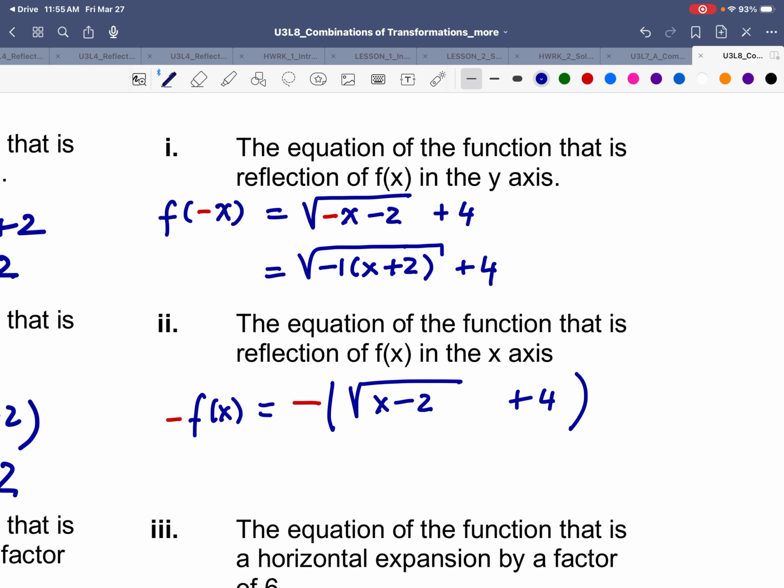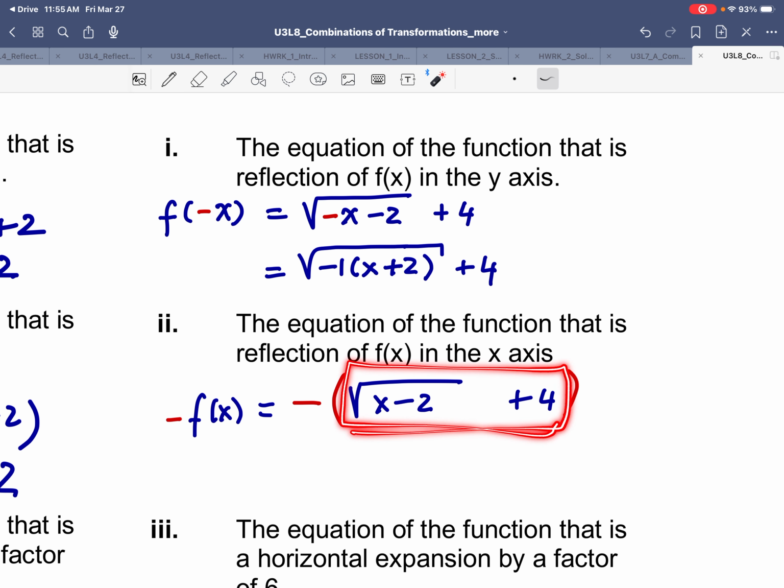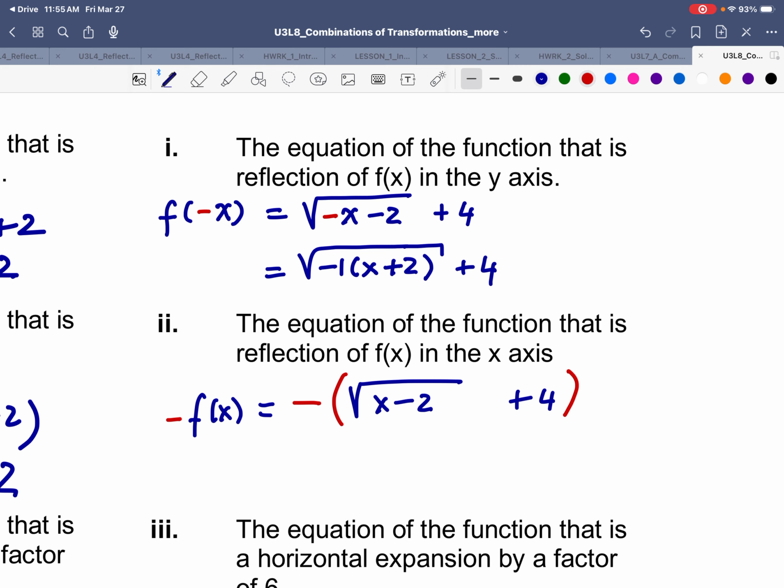Now I'm actually going to make the brackets red in here so we remind ourselves how important it is that when we apply a reflection on a function that is already in some transformed form, every term has to be reflected. So we have negative root of x minus 2 and then minus 4.